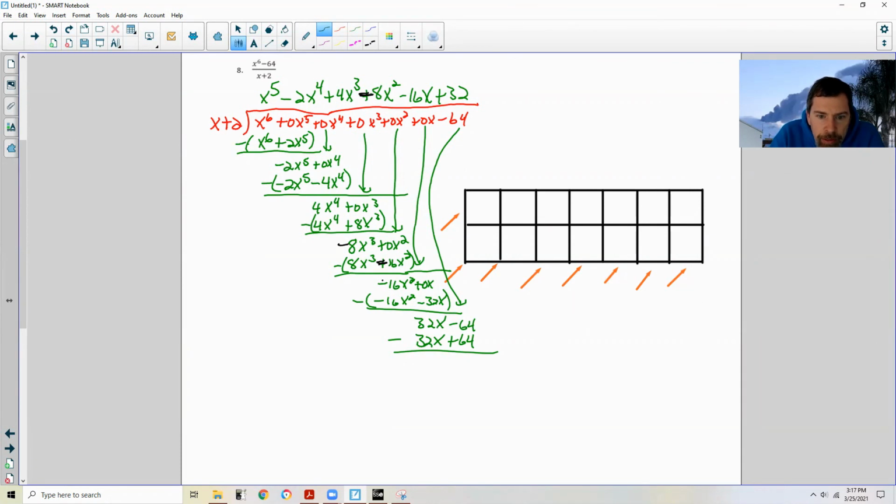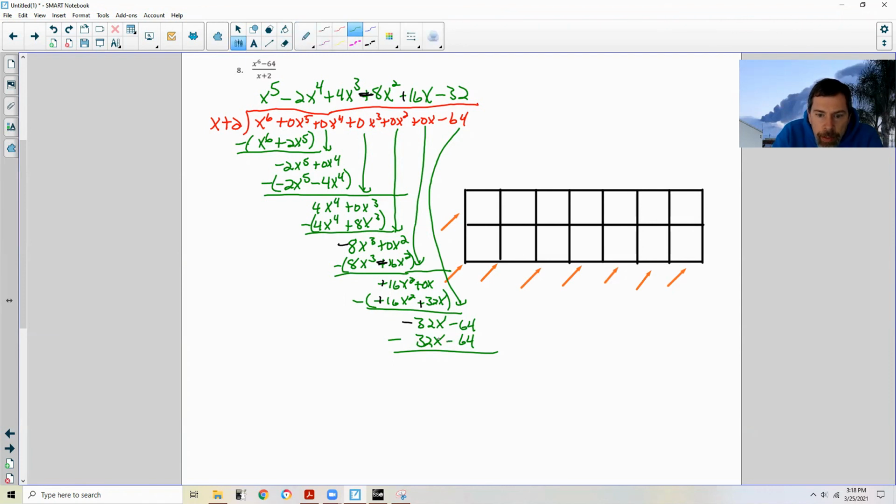0 plus 16x squared would make that positive. Making that positive, I would need this to be positive. 16 times x is 16x. 16x times 2 is a plus 32. I apologize for this. 16x squared minus 16x squared is 0. 0 minus 32 is a negative 32. We're finally there. And this is going to be a minus 32. Negative 32 times x is negative 32x. Negative 32 times 2 is a negative 64.